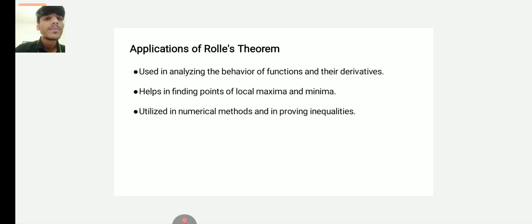Applications of Rolle's theorem. Used in analyzing the behavior of functions and their derivatives. Helps in finding points of local maxima and minima. Utilized in numerical methods and in proving inequalities.